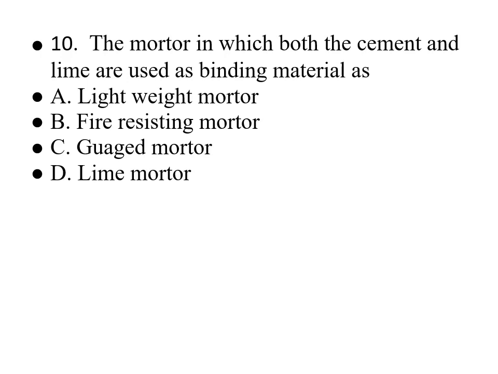In the 10th question, the mortar in which both the cement and lime are used as binding material. The cement and lime is used as a binding material. The option is C, gauged mortar.